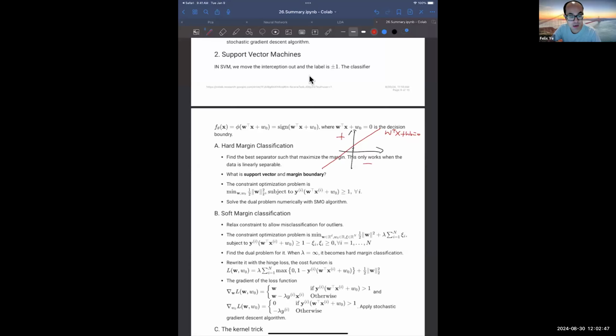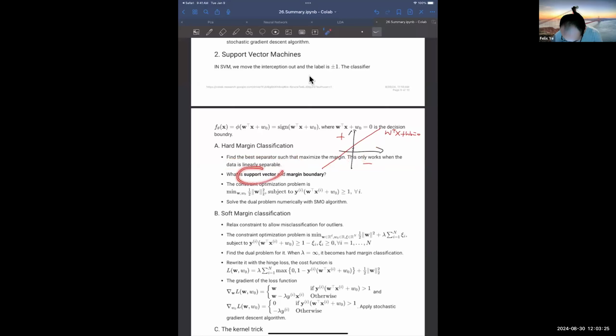The motivation for SVM is that in logistic regression, you might get multiple solutions, but some solutions might not be robust enough. So we want to find the best separator, which is basically my decision boundary, to maximize the margin. We need to define the margin and find a way to maximize it. Of course, this only works if the data is linearly separable. If it is not linearly separable, then we can't even talk about this.